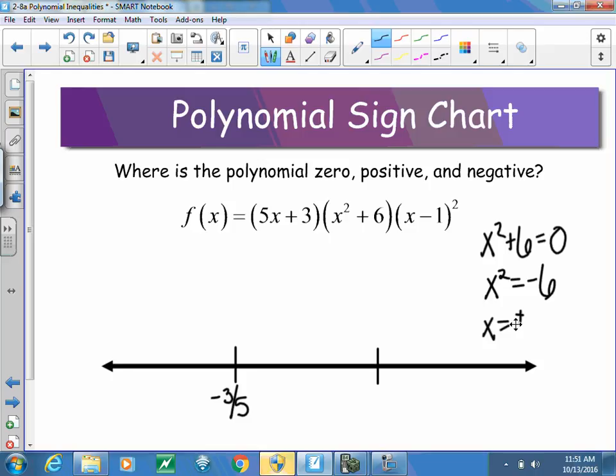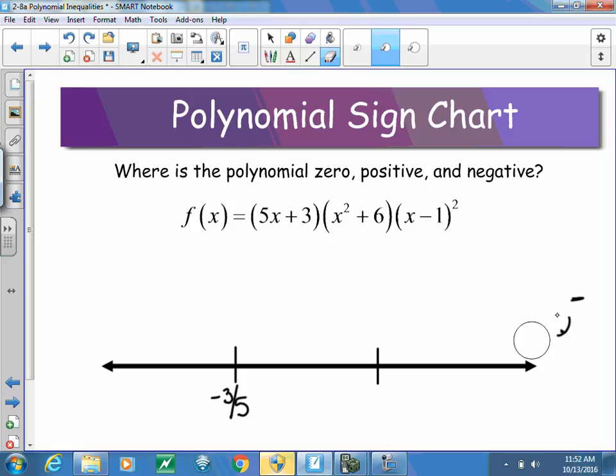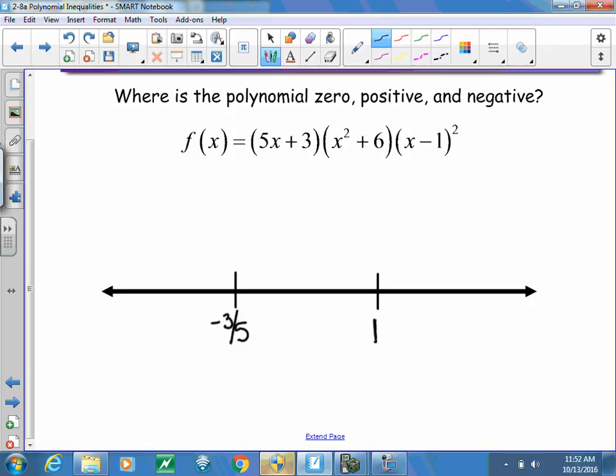And then I can't take the square root of a negative 6. That would give us an imaginary solution, so I am not going to be graphing that on my number line since it's not a real solution. And then the last one here is x minus 1, now it's x minus 1 squared. So there's a multiplicity of 2 right there, and that would tell us that we would have a 0 at positive 1. So now what I'm going to go ahead and do is we're going to do our sign chart to see what this graph is going to ultimately look like, and where it's positive and where it's negative.